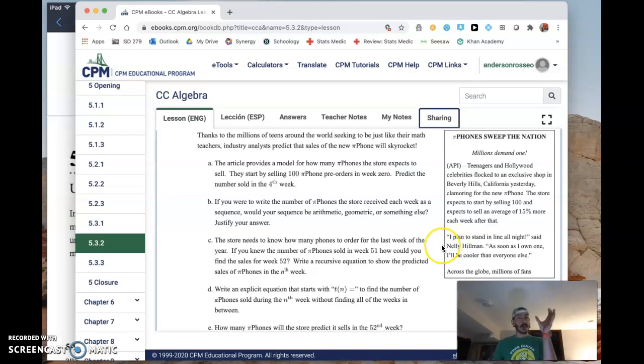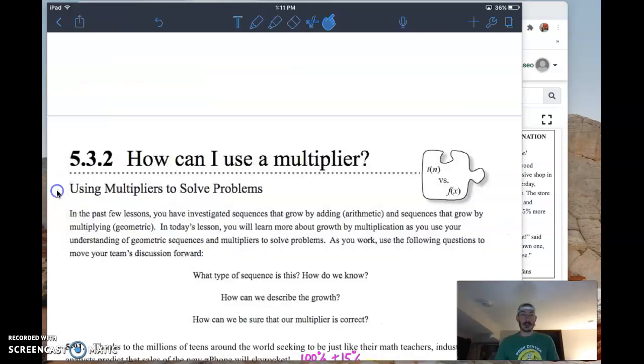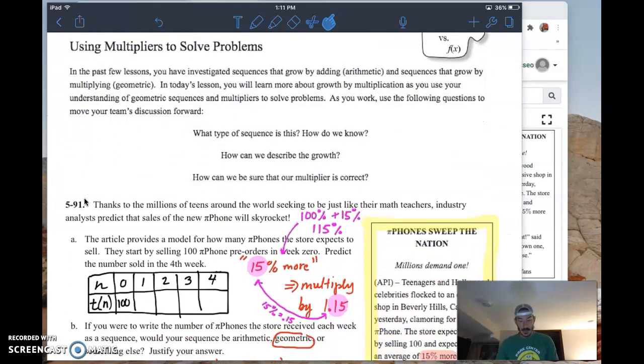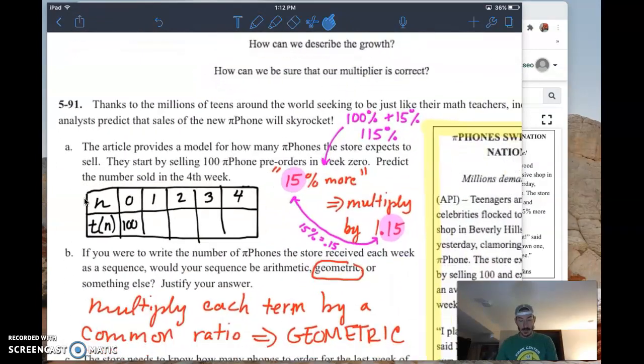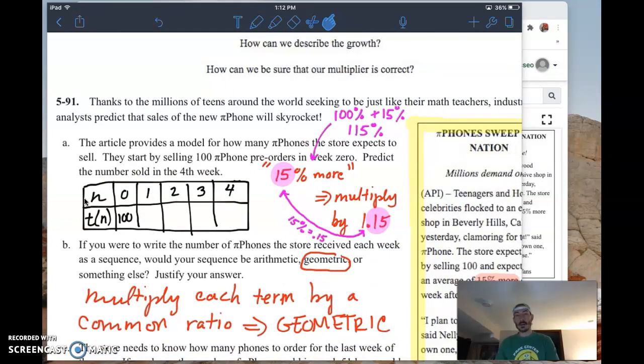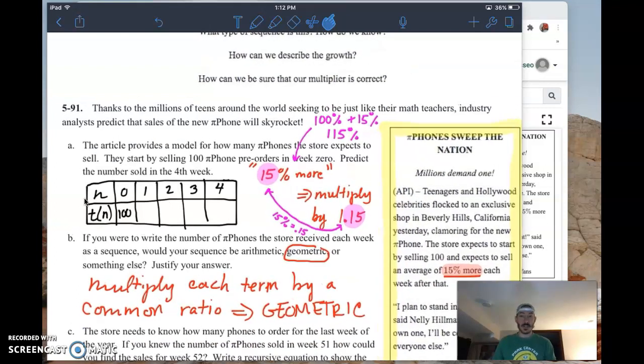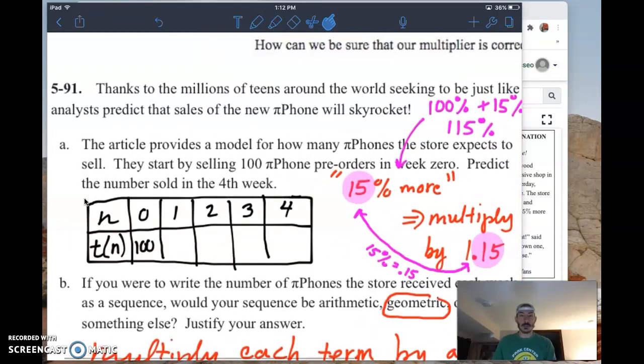Okay, so it's talking about an initial amount and then a growth factor or a multiplier. I've taken these things into our notes, and I'm going to read the problem, and then point out some of my thinking that I've already pre-populated into our notes. So it says in 5-91, "Thanks to the millions of teens around the world seeking to be just like their math teachers, industry analysts predict that the sales of the new Pi phone will skyrocket. The article provides a model for how many Pi phones the store expects to sell. They start by selling 100 Pi phone pre-orders in week 0, predict the number sold in the 4th week."